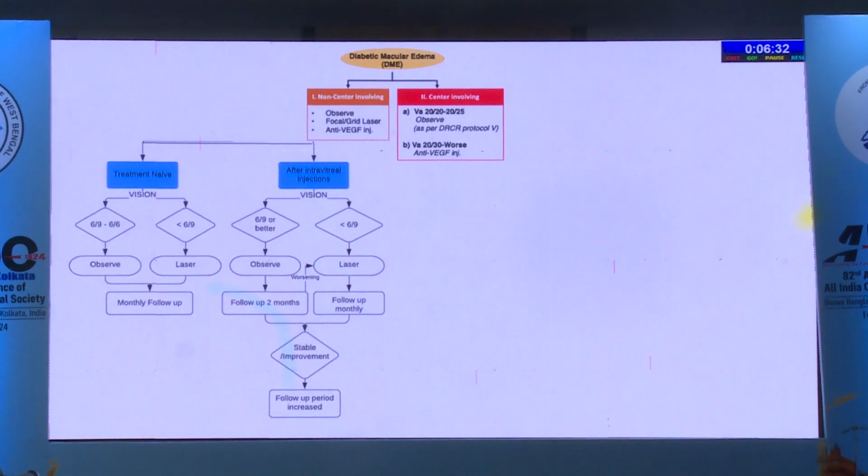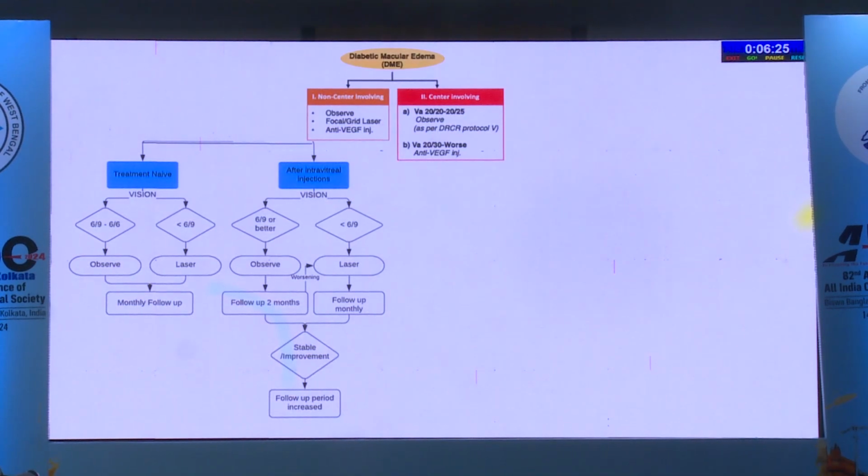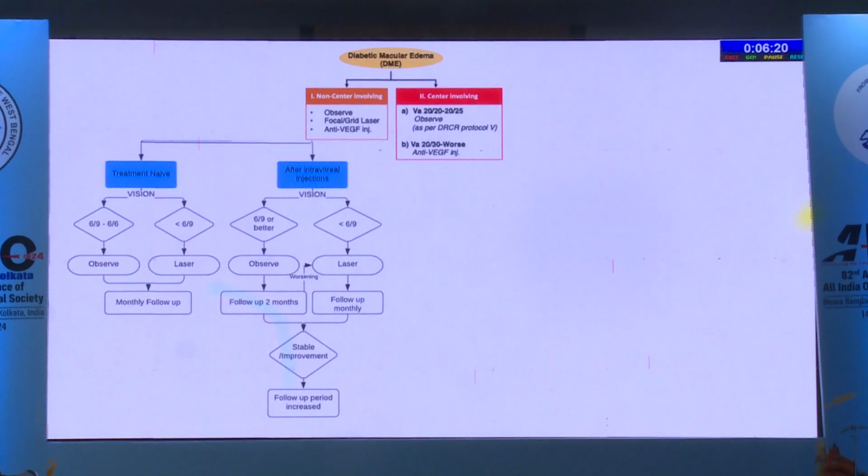Now, how to treat it? You can see this non-center involving DME. It can be a treatment-naive eye, or it can be after injection. So the patient was already on injection, comes to you, and the central edema is not there, but paracentral edema is there. You look into vision. Anything with good vision you tend to observe. Laser is still a mainstay as far as non-center involving edema is concerned. Very recently we have published that we followed these non-center involving eyes for 2 years.